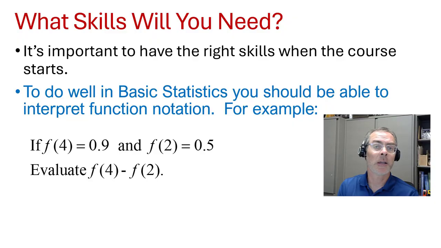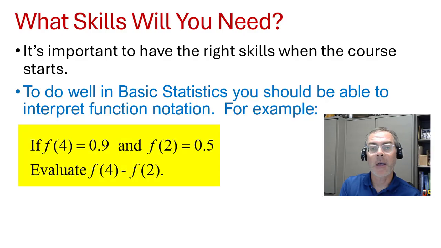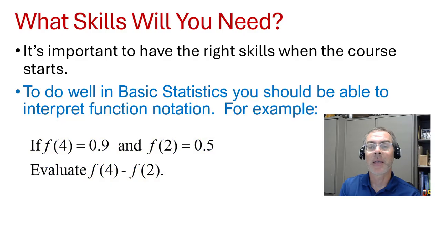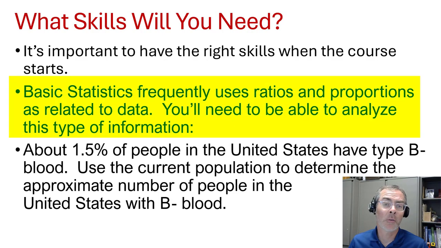So next you might wonder if you have the math background necessary to do well in Basic Statistics. Well, it is important to be prepared for any math course, and one of the things you'll need to do well in Basic Statistics is you'll need to use and understand function notation frequently. So here's an example of that. If f of 4 equals 0.9 and f of 2 is 0.5, then you might be asked to evaluate f of 4 minus f of 2. Now, there's a few things that you would need to know to understand what you're being asked there. But if you understand the function notation that's being shown, that's a good indicator that you're ready to do well in Basic Statistics. You'll also need to have a working knowledge of how to use ratios and proportions.